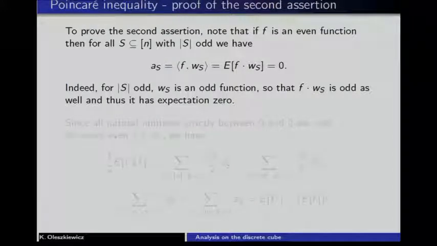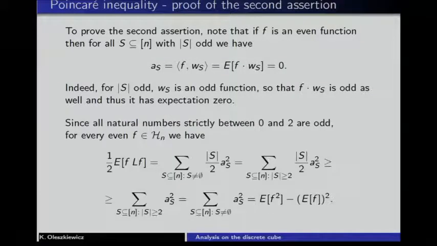Now, to prove the second assertion, that when we have an even function, then we are able to prove the Poincare inequality with constant 1/2 instead of 1. First, let's note that when we have an even function, then all Fourier coefficients related to the sets with odd cardinality will be equal to 0. We have seen this in Johann's talk several times, and I think it's quite obvious, just because this is an even function, this is an odd function, so the product is an odd function, and the expectation therefore will be 0. Things will cancel out.